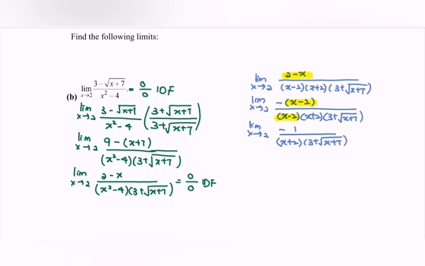If we substitute the value, we will have negative 1 over 4 multiplied by 6. So the limit as x approaches 2 of the function (3 minus square root of x plus 7) over (x squared minus 4), the value of y will approach negative 1 over 24.